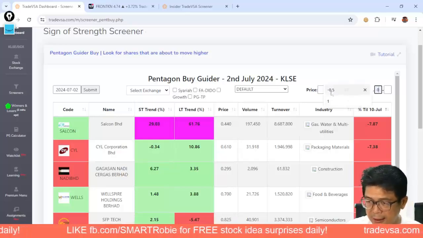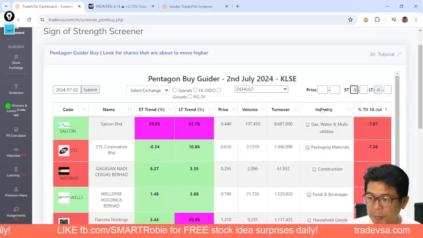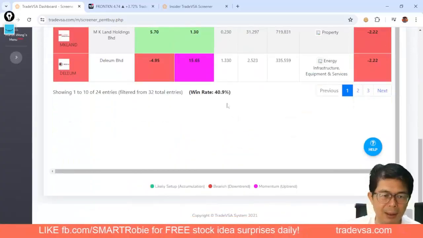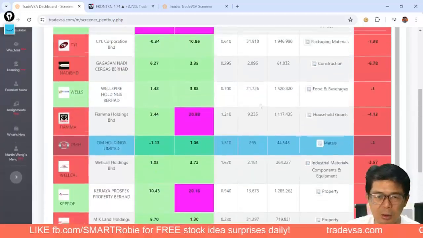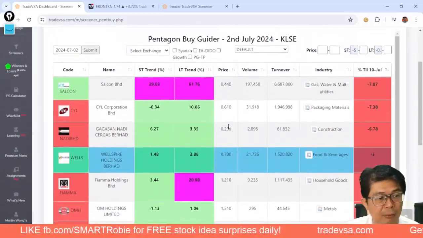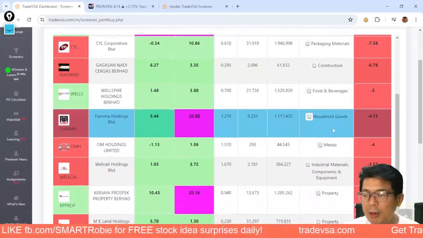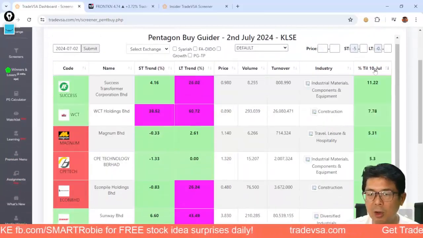Okay, now let's do the ST and LT. Will it improve the percentages? Yep, slightly better, up to 40%. All right, so usually that's the figure that we play with, and we can pretty much ensure that generally we are picking all the right stock.